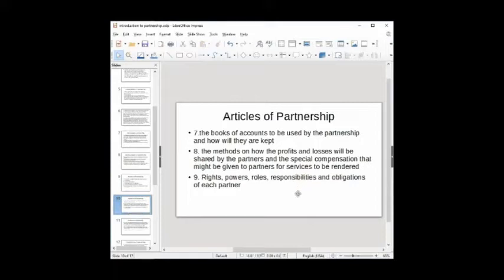Number seven, the books of accounts to be used by the partnership and how they are kept. Number eight, the methods on how the profits and losses will be shared by the partners and the special compensation that might be given to partners for services to be rendered. And number nine, the rights, powers, roles, responsibilities, and obligations of each partner.